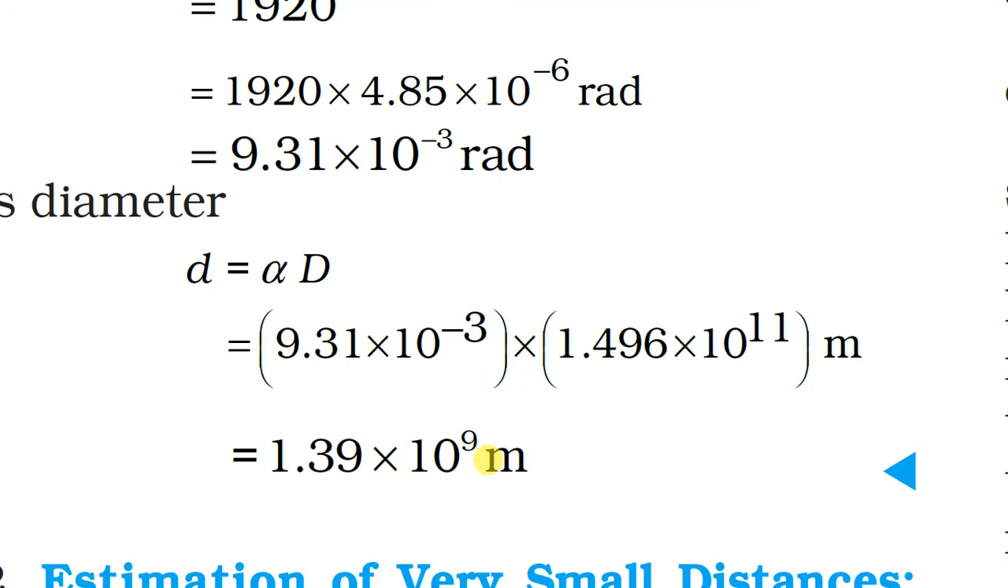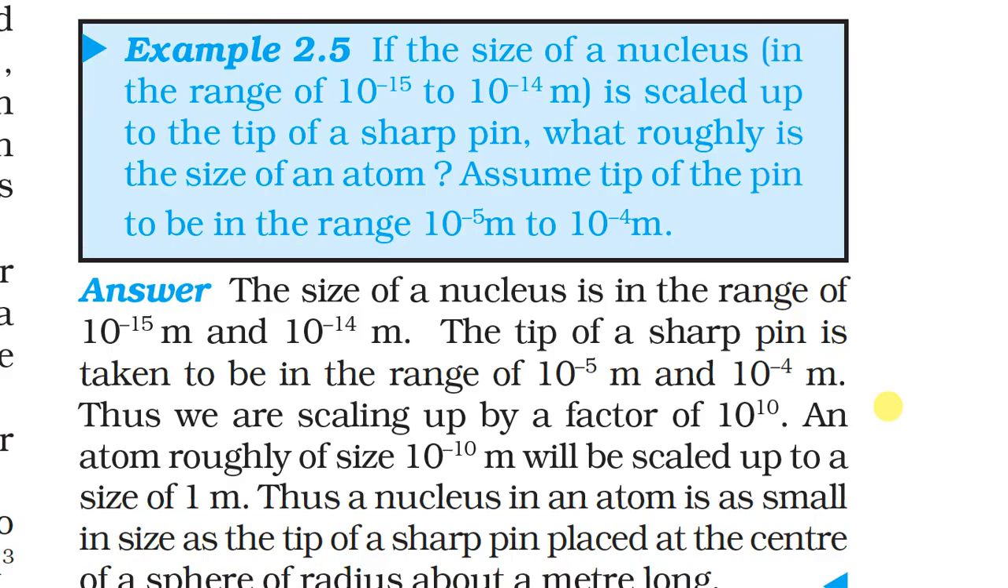Now example 2.5. If the size of a nucleus in the range of 10^-15 to 10^-14 meter is scaled up to the tip of a sharp pin, what is roughly the size of an atom? Assume the tip of the pin to be in the range of 10^-5 to 10^-4 meter.